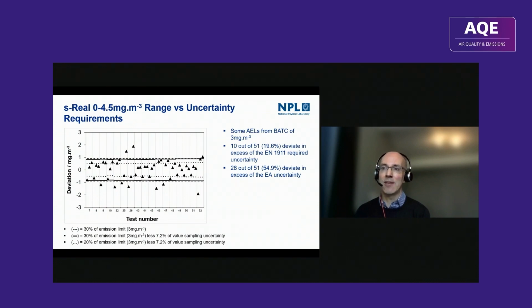And so we're just looking at the tests on that level. We can apply the exact same methodology as the last slide and see that from a compliance point of view, about 20% of the measurements would deviate in excess of the 1911 required uncertainty, and just over half of those measurements would deviate in excess of the uncertainty that the Environment Agency would recommend as being necessary for the calibration of a SEM system.